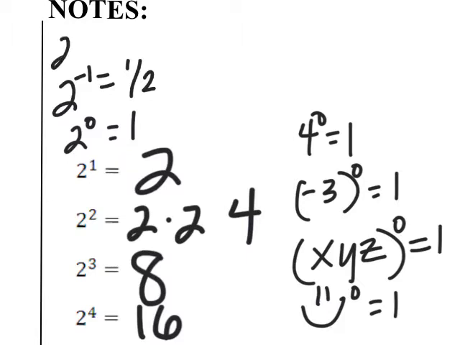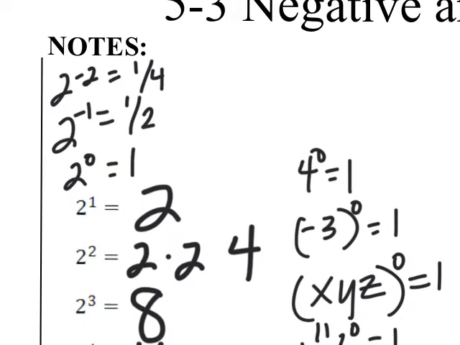If we have 2 to the negative 2, half of a half is a fourth, right? And let's even go one more than that. 2 to the negative 3, half of 1/4. I have to take 4 pieces and I have to cut them all in half. Now I have 8 pieces. So half of 1/4 is 1/8.